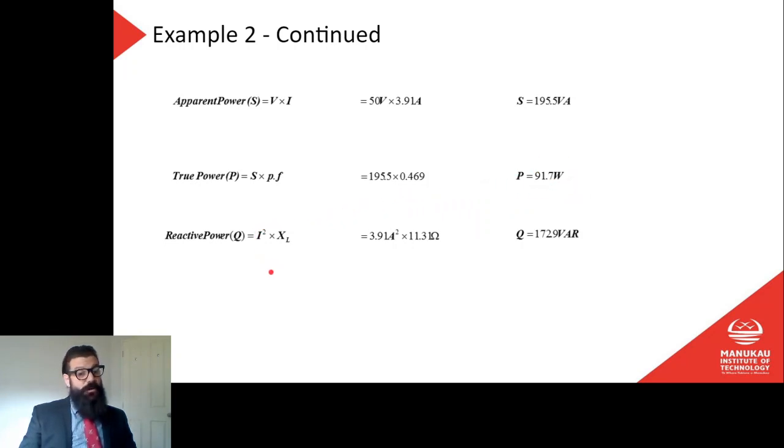Our reactive power then, now we are using I squared R. I squared, in this case R would be our inductive reactance, right? Because we're working out our reactive power, so we need to use our reactance. So I squared being 3.91 squared times 11.31, that's our XL that we worked out earlier, equals 172.9 VAR. And then these three answers here are the three sides of my power triangle.